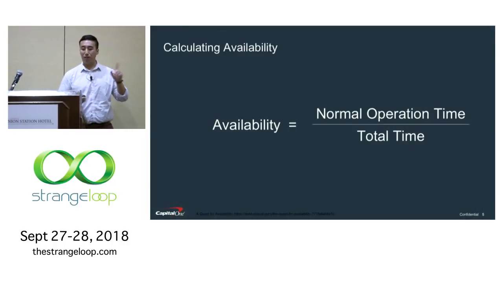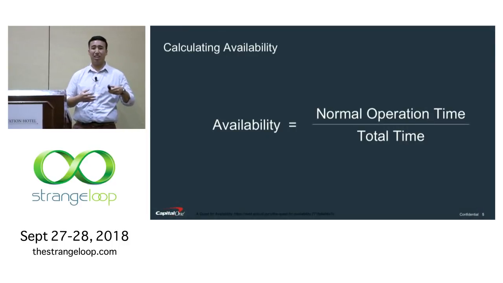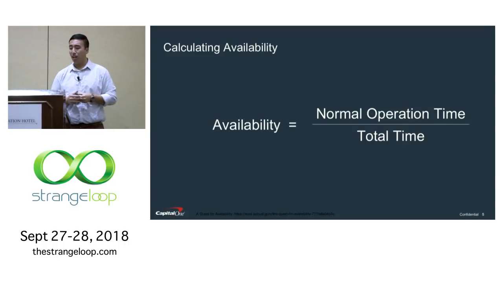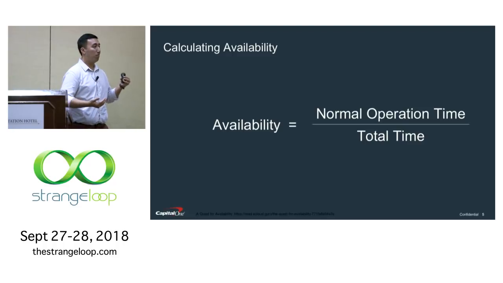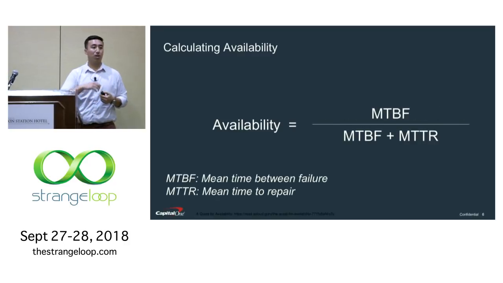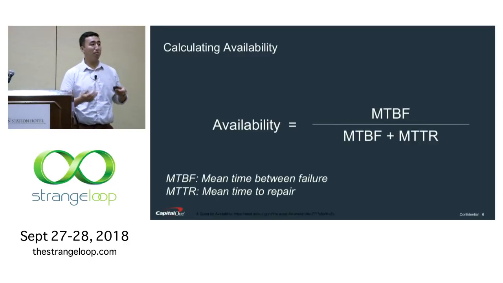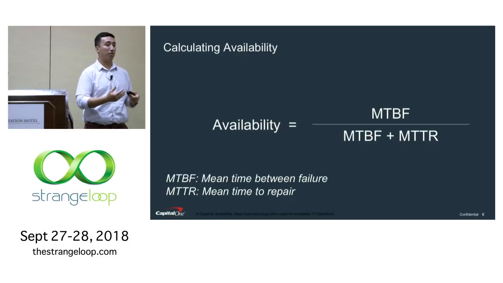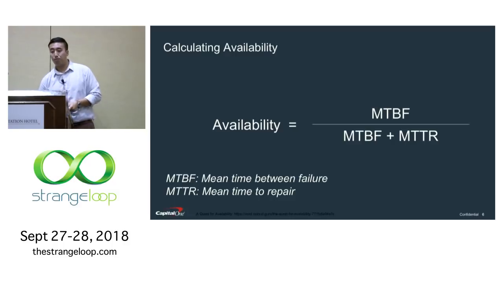So we're going to talk about, first, availability. What is availability? In simple terms, your availability can be calculated by your normal operation time divided by your total time. In slightly more technical terms, your availability time is your mean time before failing, and your total time is your mean time before failures plus the time it takes to recover from those failures.